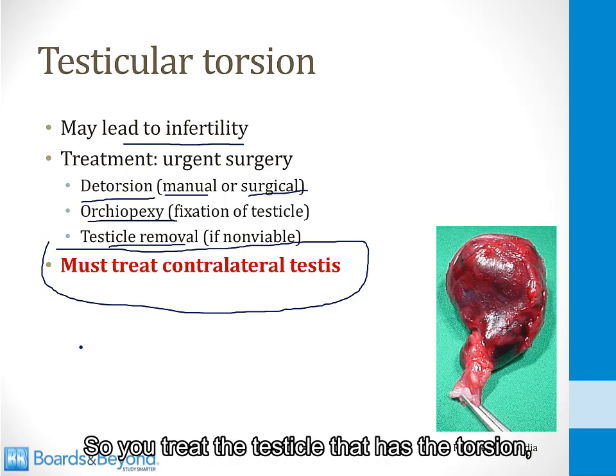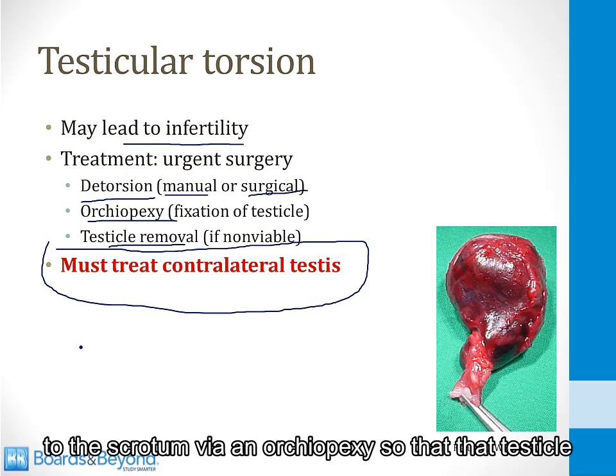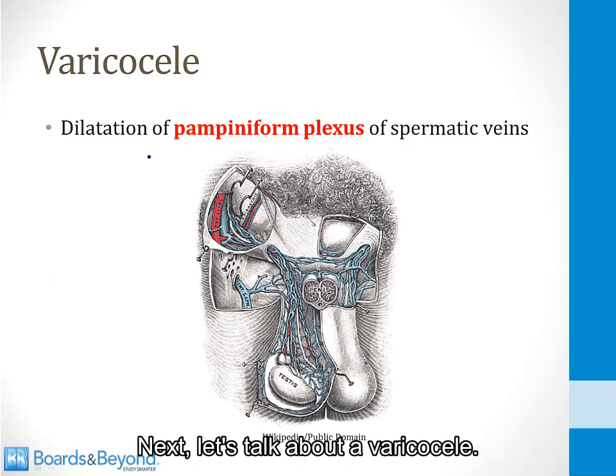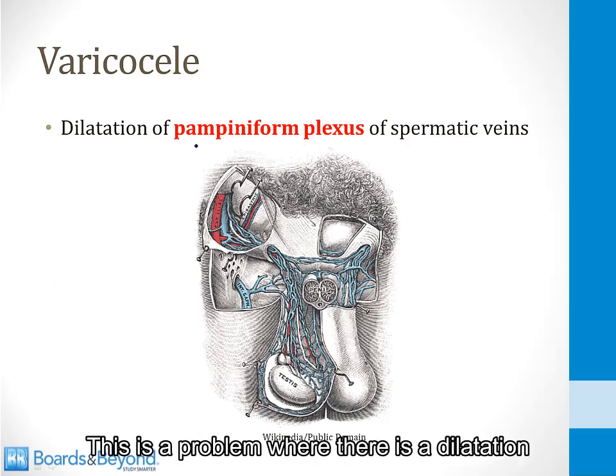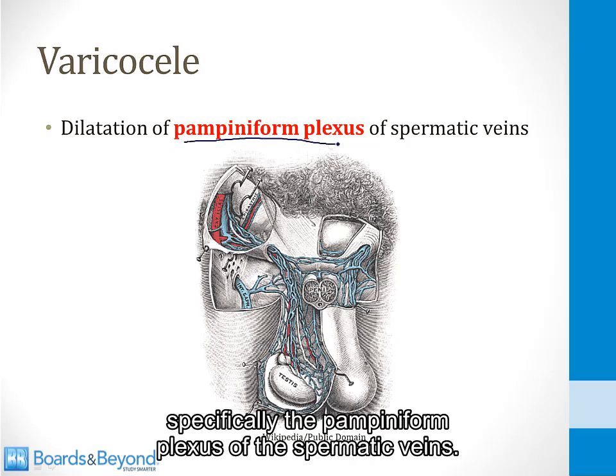So you treat the testicle that has the torsion, and you also secure the other testicle to the scrotum via an orchiopexy so that that testicle will not later develop a torsion as well. Next, let's talk about a varicocele. This is a problem where there is a dilatation of the veins in the testicle, specifically the pampiniform plexus of the spermatic veins.